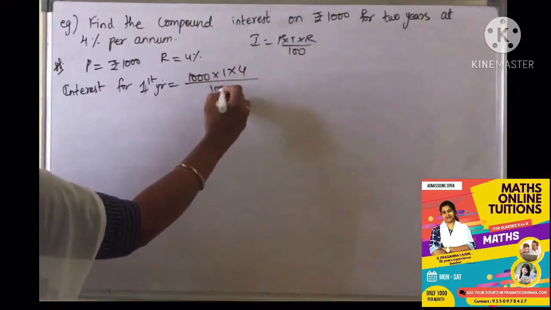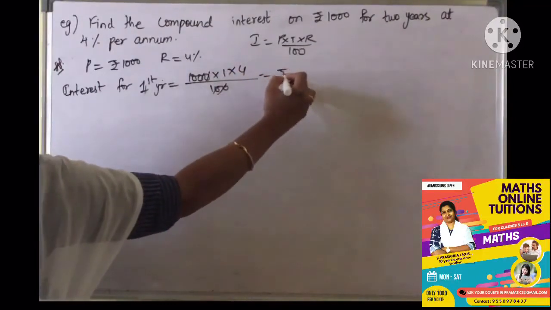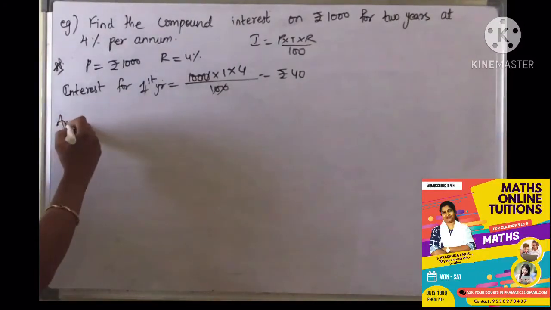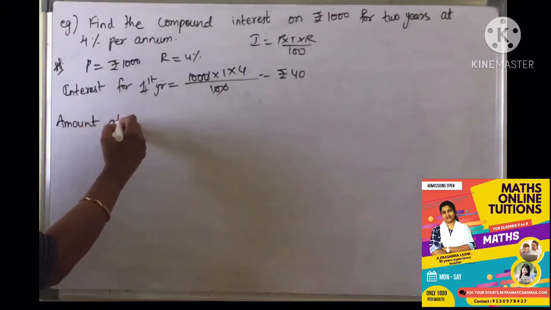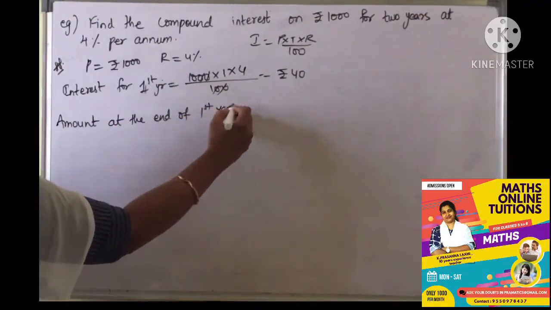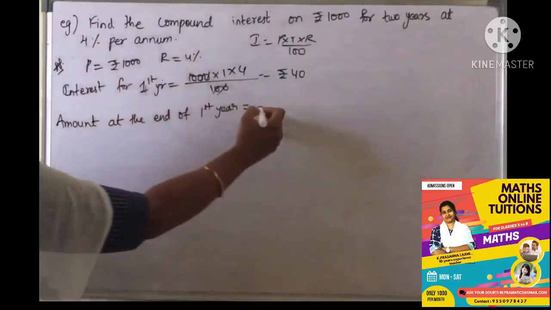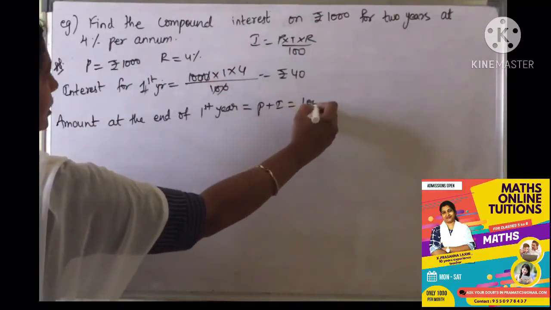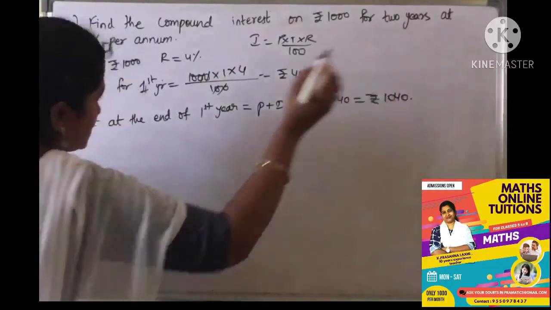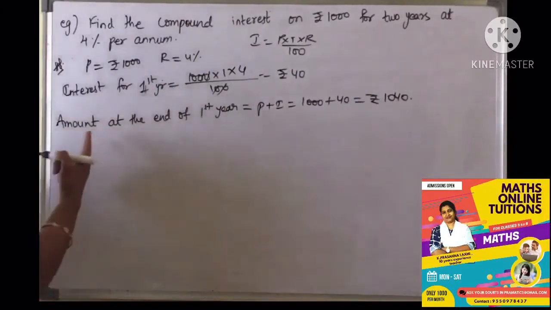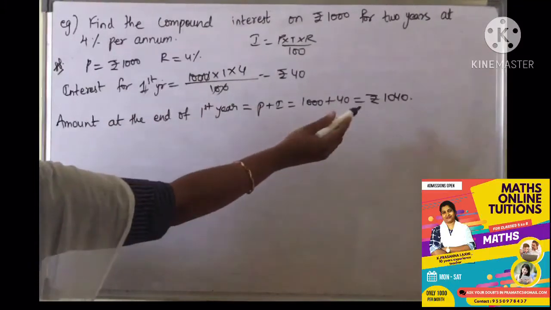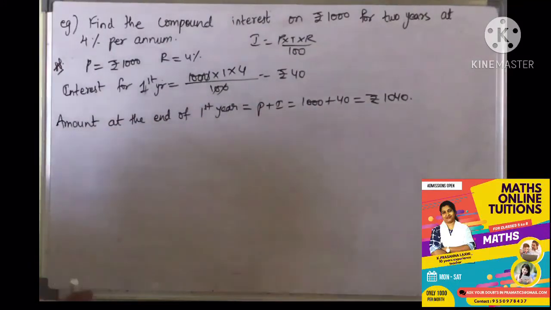R is 4 by 100, so you will get 4 tens are 40 rupees as interest, right? Now what is the amount at the end of the first year? Amount is nothing but principal plus interest, P plus I. So the principal is 1000 rupees plus interest 40, that is 1040 rupees. Actually in simple interest the principal will not change, but in compound interest you need to take 1040 as the principal for the second year.